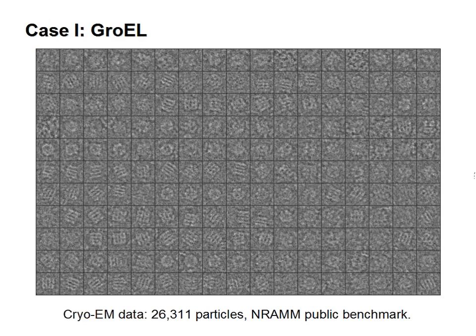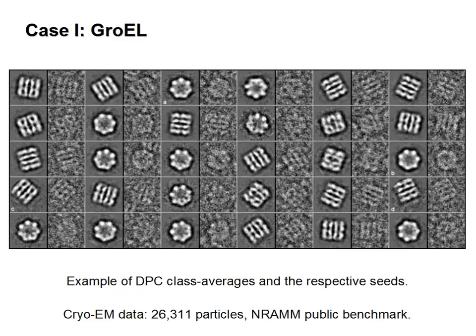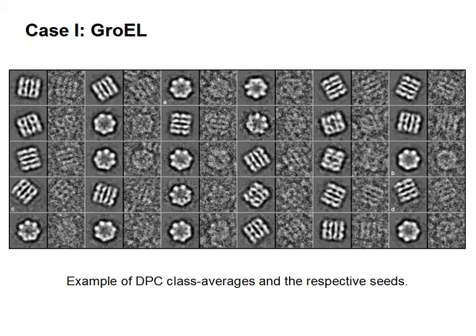Here is a quick example. First, the GROW-EL. The data set is from NRAM at Scripps, a public benchmark. This is a cryo-EM data set. It contains 26,000 particles. Now we're looking at a montage of the raw data. And here I'm showing you a subset of the classes. The particle class average and the raw particle are juxtaposed next to each other.